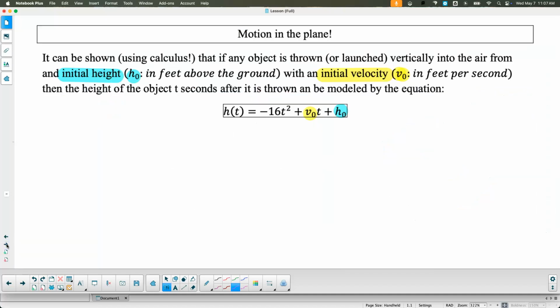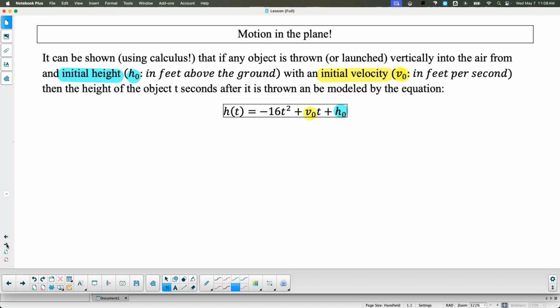So we're going to be talking motion in the plane. Meaning, we're going to have objects that are going to be thrown vertically. We're going to have objects that are going to be thrown at an angle. We're going to have all of those different things. It can be shown using calculus that any object that is thrown or launched vertically into the air, from an initial height of h sub 0, with an initial velocity.